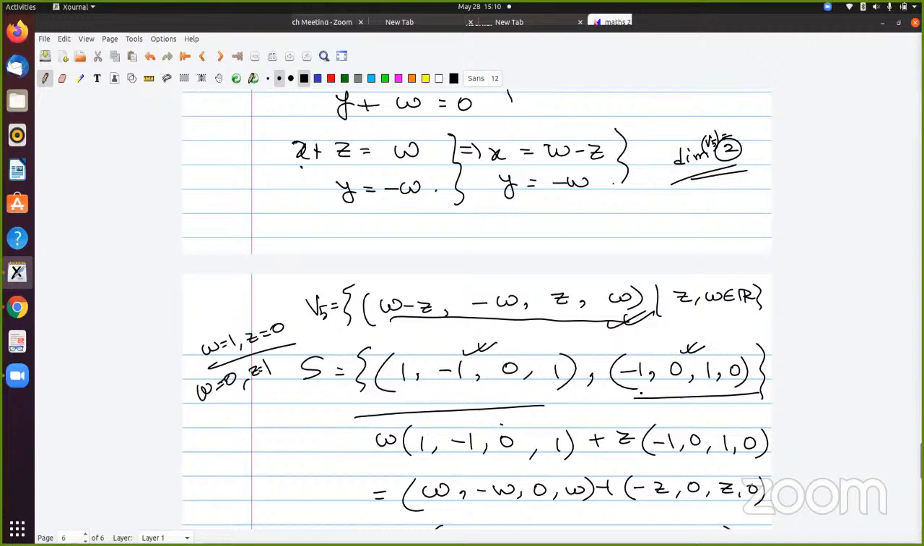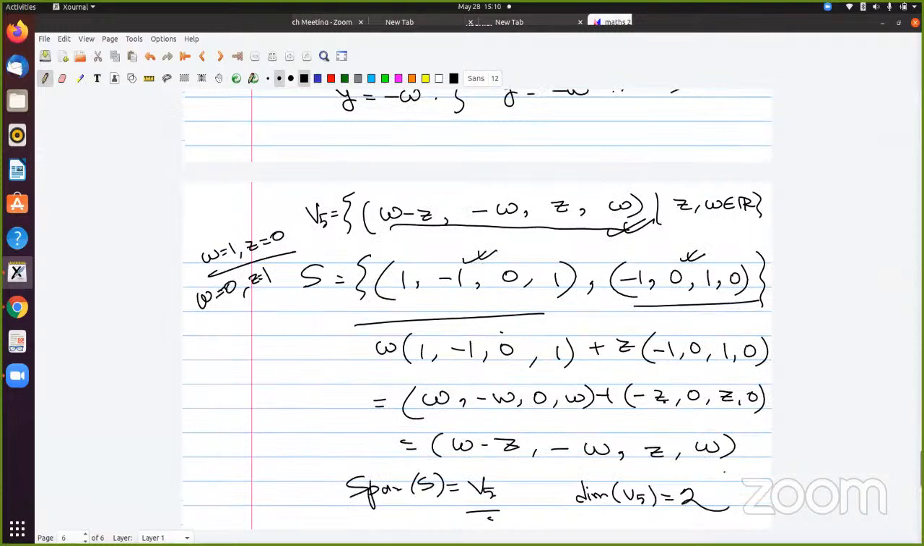This set will form a basis. Okay? You can check that these two are linearly independent, I mean, this set is linearly independent and this set spans V5, because as we have checked, you put W here, Z here, you will get a general form. So the span of S is V. So S is a basis.